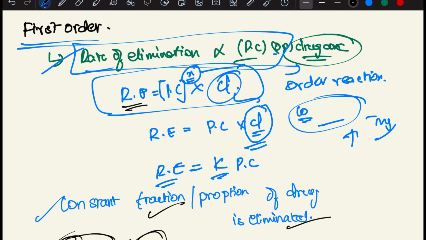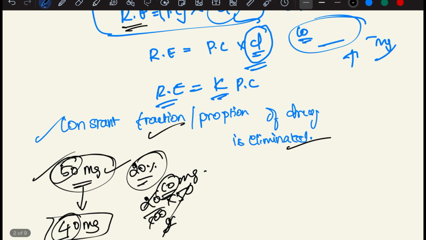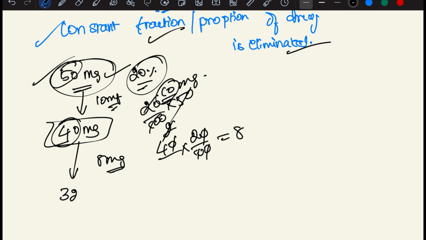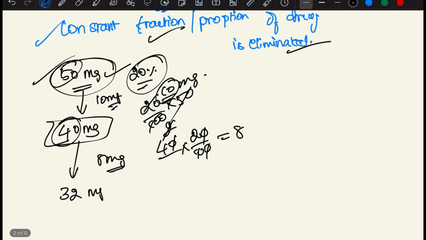As I already said, the elimination is directly proportional to the plasma concentration. If the plasma concentration decreases, the rate of elimination also decreases. See, here 10 milligram is eliminated. But what is constant? The proportion, or the fraction, of drug eliminated per hour is constant. See, again 20% will be eliminated from 40. 20% of 40 is 8. Here 8 milligrams is eliminated. So again it becomes 32. You understood?